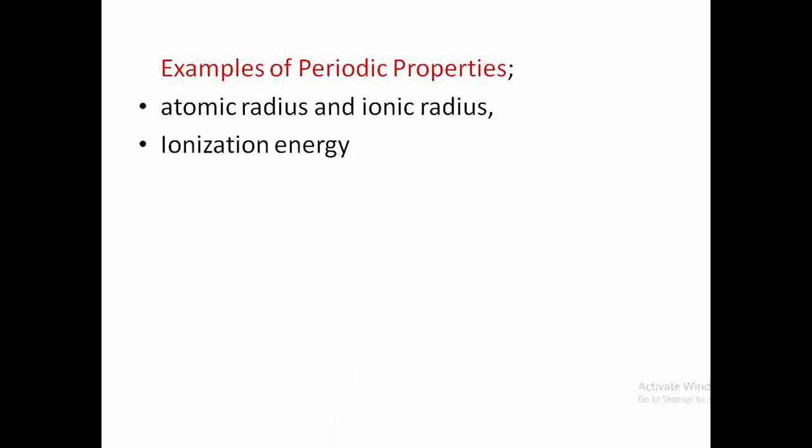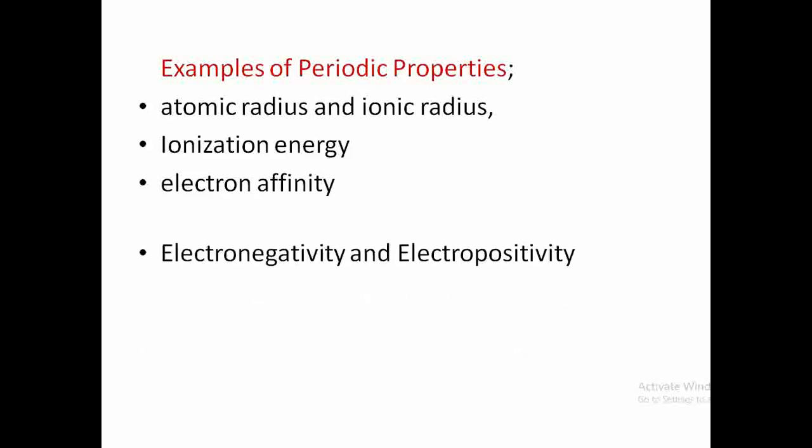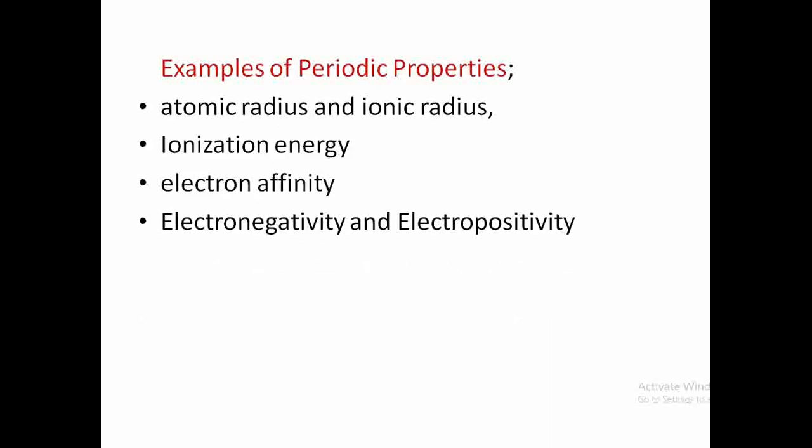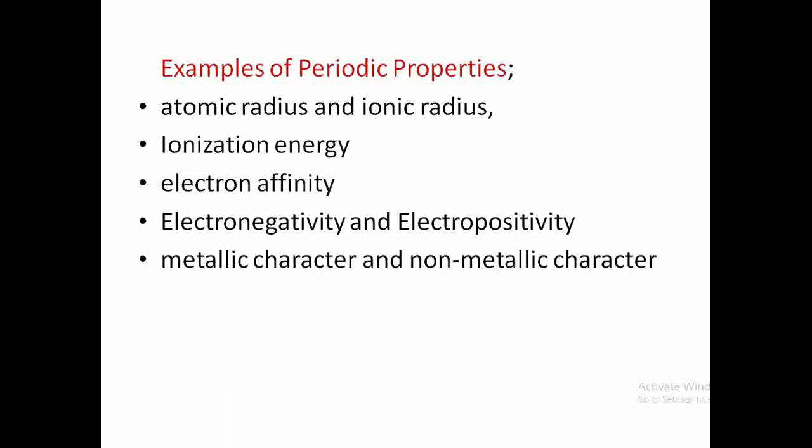Examples of periodic properties include atomic radius and ionic radius, ionization energy, electron affinity, electronegativity and electropositivity, metallic character and non-metallic character, melting and boiling points.